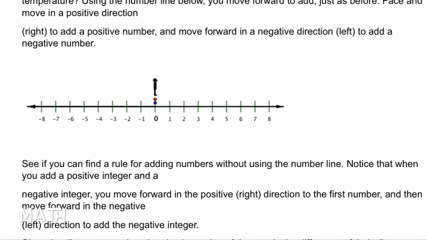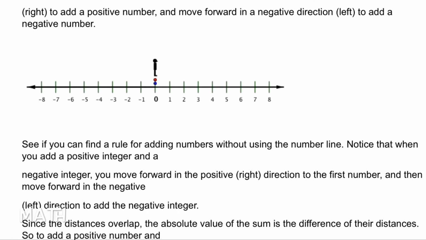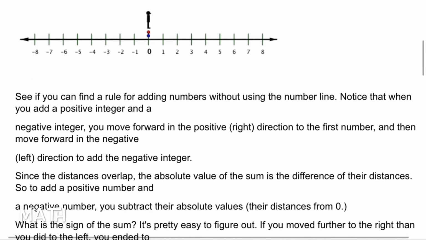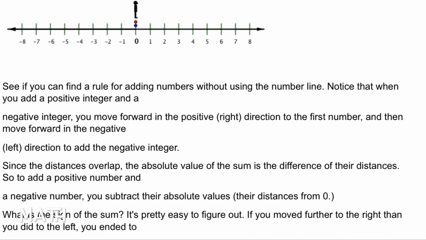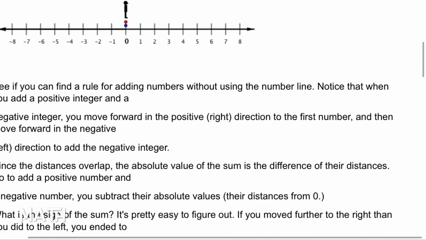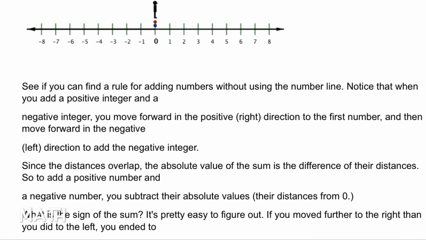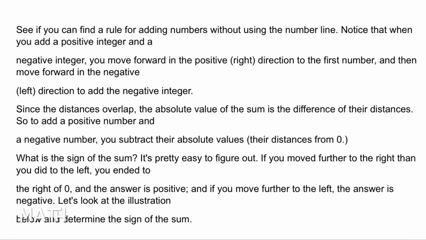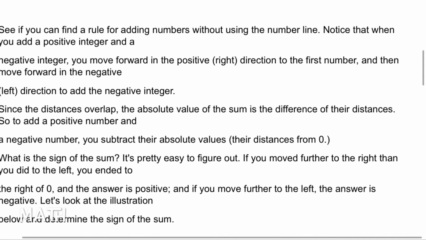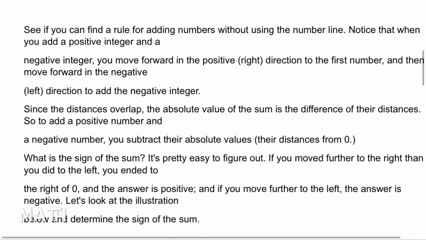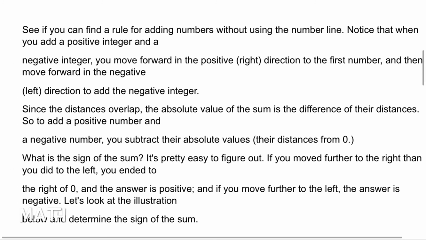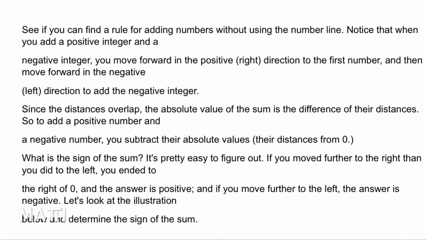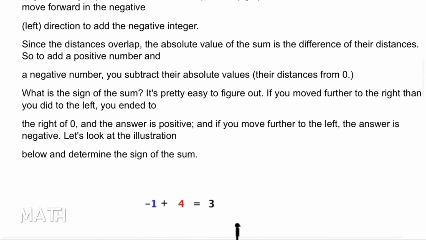Okay, see if you can find a rule for adding numbers without using the number line. Notice that when you add a positive integer and a negative integer, you move forward in the positive right direction to the first number, and then move forward in the negative left direction to add the integer. Since the distances overlap, the absolute value of the sum is the difference of their distances. So to add a positive number and a negative number, you subtract their absolute values, their distances from 0.